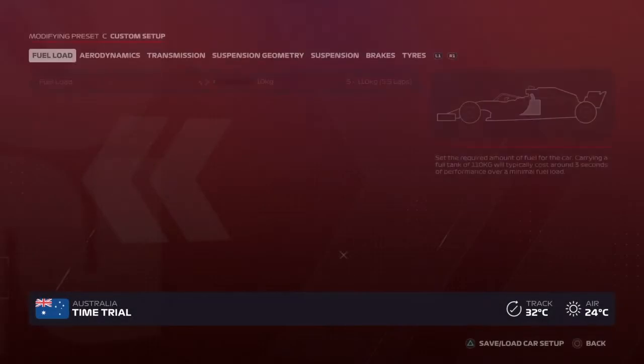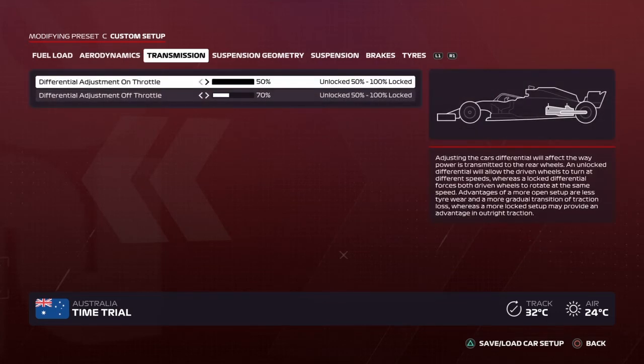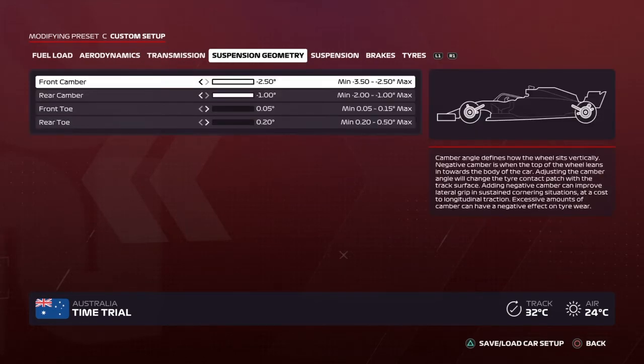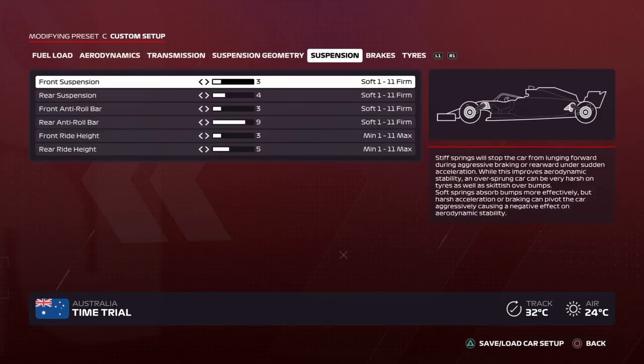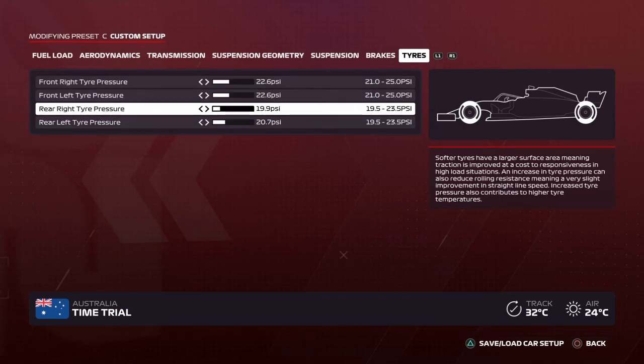On to Russia now. For the Russian Grand Prix, we've got 2.7 on the aerodynamics. 50-70 on the transmission. Right, right, left, left on the suspension geometry. 3-4, 3-9, 3-5 on the suspension. And tyres are 22.6 and 20.7. Sorry, that is 4 from the left, my mistake. 4 from the left and 3 from the left.